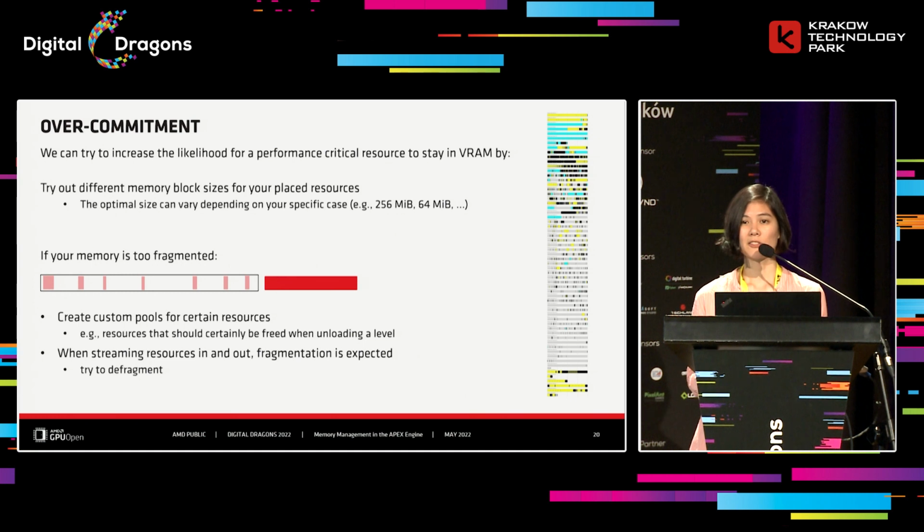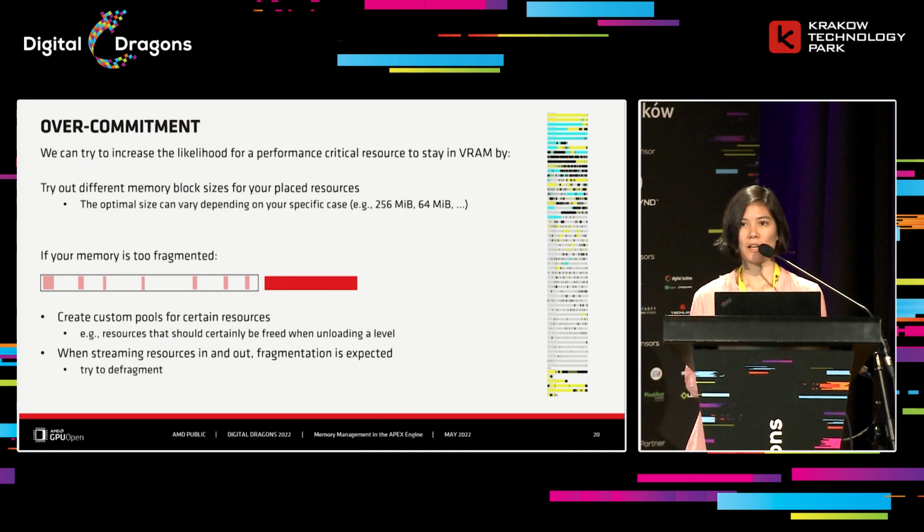You can also try out different memory block sizes for your placed resources. The ideal size really depends on your application. Generally, we recommend to start with 256 megabytes, but we've seen some cases where, for example, 64 was more beneficial and had a better memory usage pattern, but it really depends on the type of resources of your game. If your memory is too fragmented, that's also an issue because it essentially means that you're needing more memory than you're actually using for your resources.